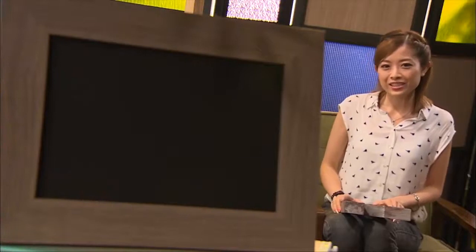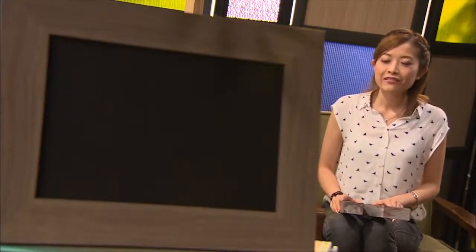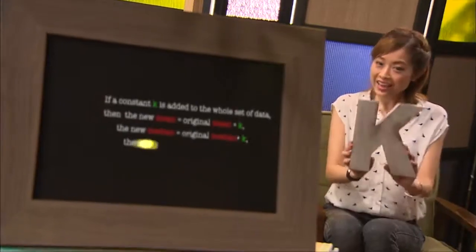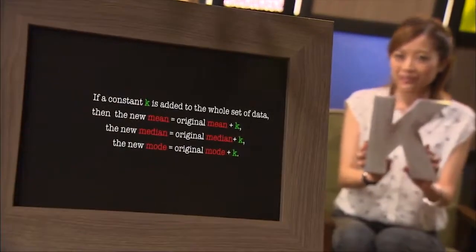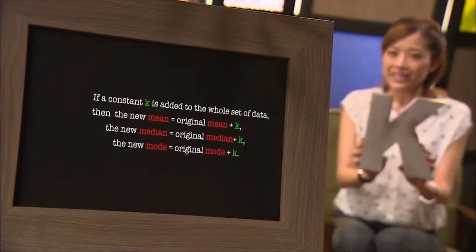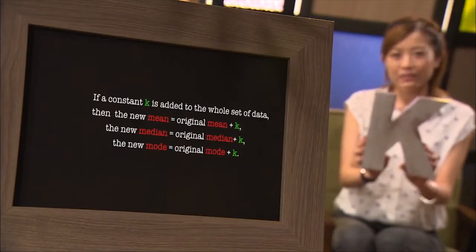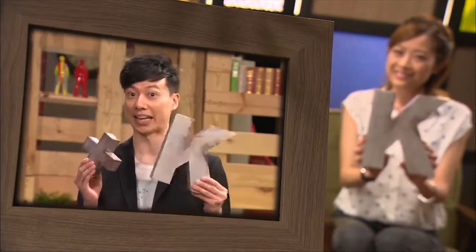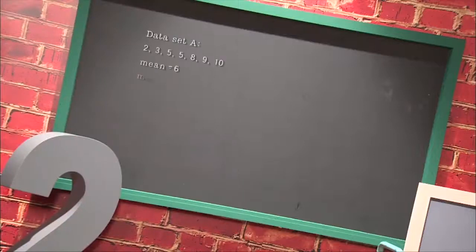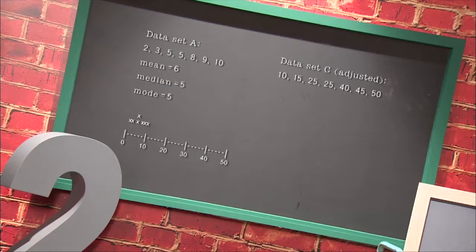By simple deduction, we can infer that for a set of data, if a constant k is added to each datum, then the value of k is added to the mean, median, and mode respectively. Then what will be the effect on these 3 averages if each datum is multiplied by a constant k? If each item is multiplied by 5, the result is like this.